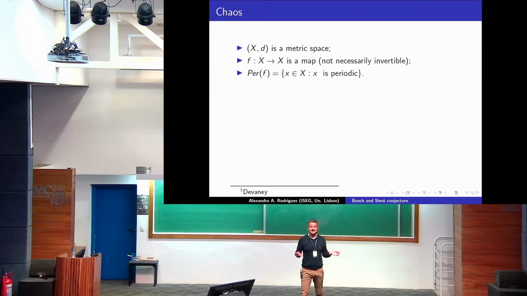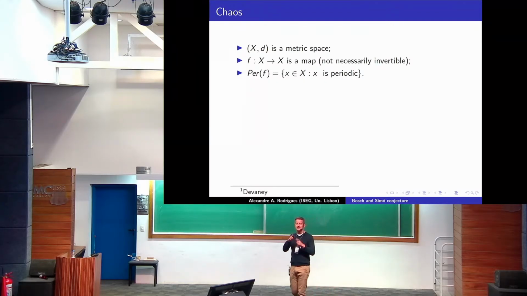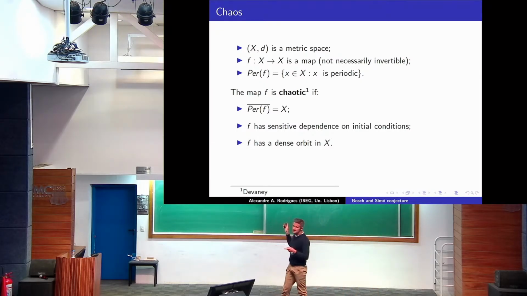So, ingredients. Which are the ingredients that I'm going to consider? X is a metric space, F is a map, not necessarily invertible, and Per(F) is the notation for the periodic points of the map F. So, what is a chaotic map? There are several definitions of chaos. I'm going to use the definition of Robert Devaney. I'm saying that a map is chaotic if, first of all, the topological closure of the periodic points is X. The second condition is that F has sensitive dependence on initial conditions.